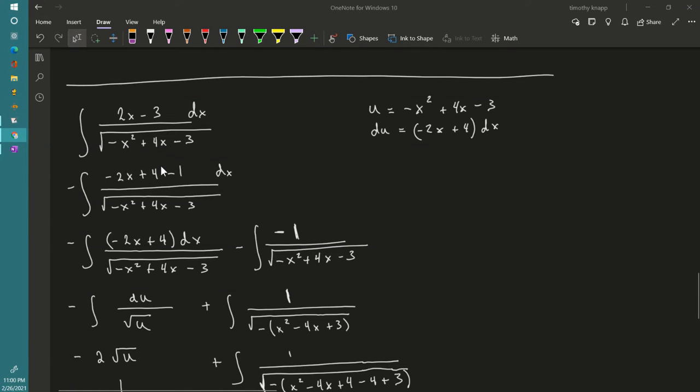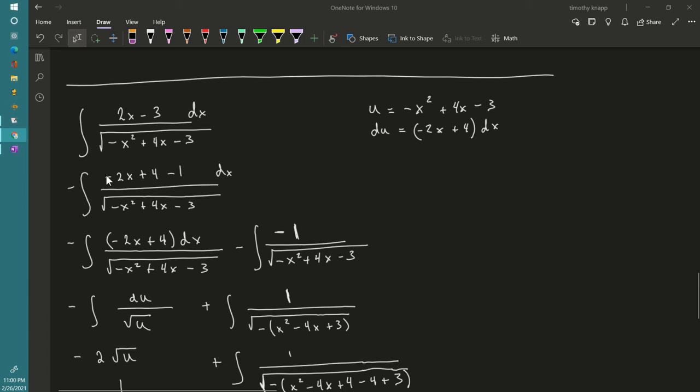All right, so here's the integral of a linear over the root of a quadratic. What I'm going to do is take the quadratic and make it equal to u. And then I'm going to differentiate it. And then this derivative, I'm going to try and build it in the numerator here, okay? And so it's negative 2x plus 4. All right, so I'm going to try and build that.